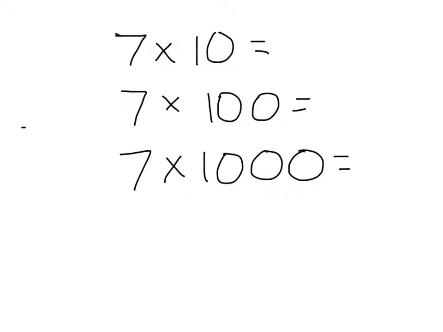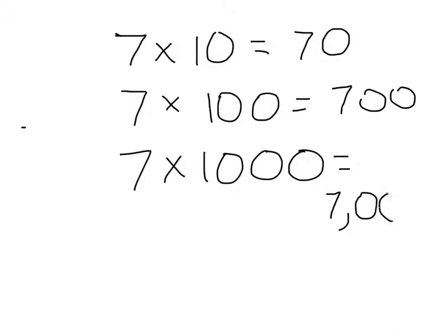When we think of this first one, we're thinking of 7 times 10, or 7 tens. 7 tens is worth 70. The next one, we're thinking about 700s. 700s we write as 700, or 7 times 100 equaling 700. What does 7 times 1000 equal? Or 7,000s. How do we write 7,000s? We write it as 7000.